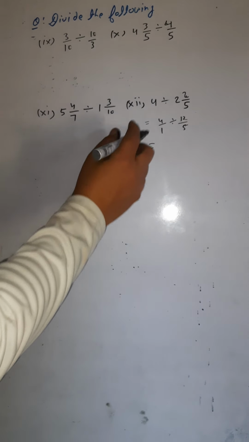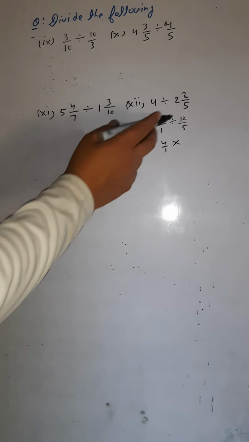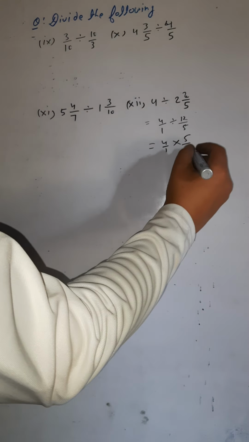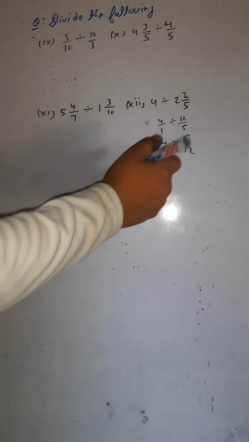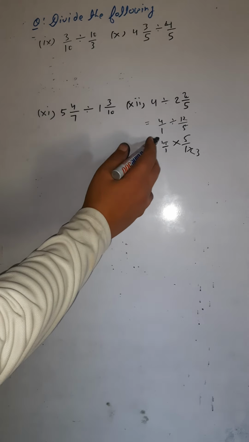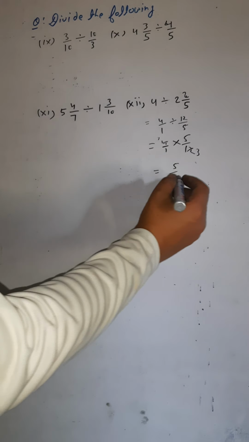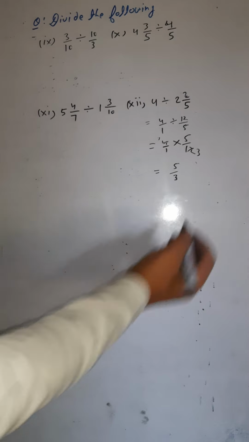Okay. So now look here, 4 by 1, division would be changed into multiplication, and 12 by 5 would become 5 by 12. You would reverse the order. Okay. Just cut it. 4 1s are 4, 4 3s are 12. Now answer would be 5 1. Here 1 is left. So 5 1s are 5, divided by 3 1s are 3. So 3 by 5 would be the answer.